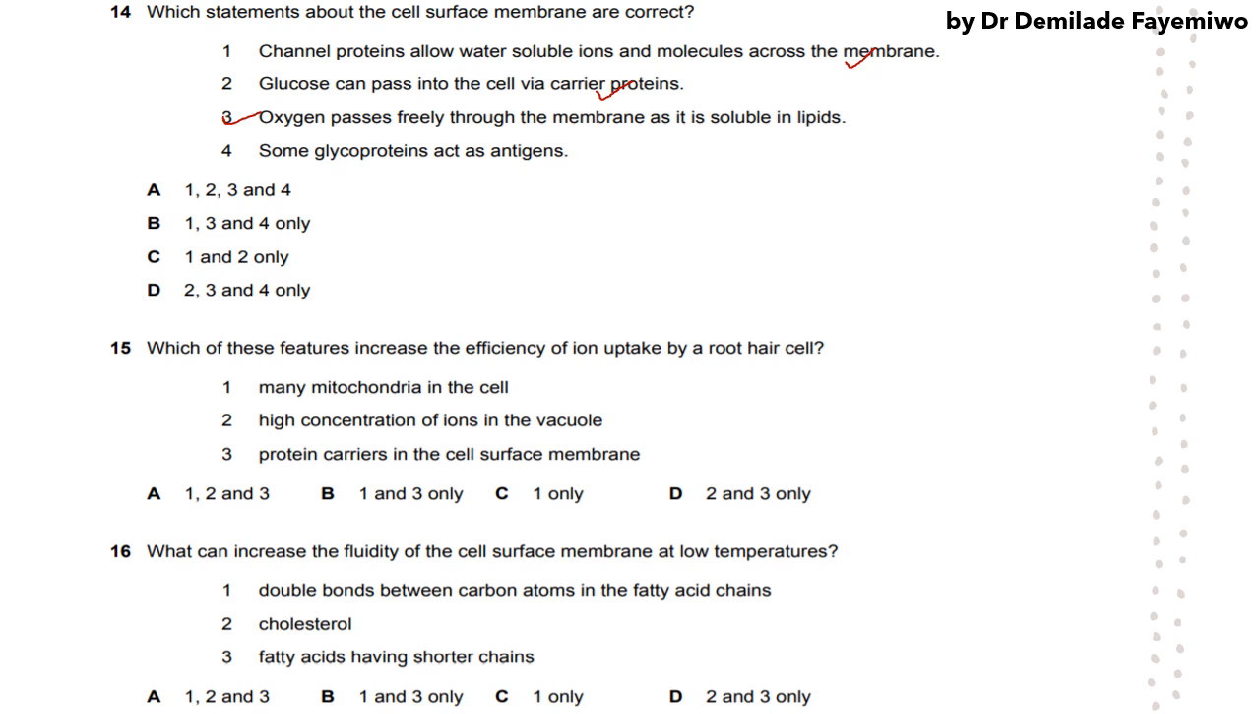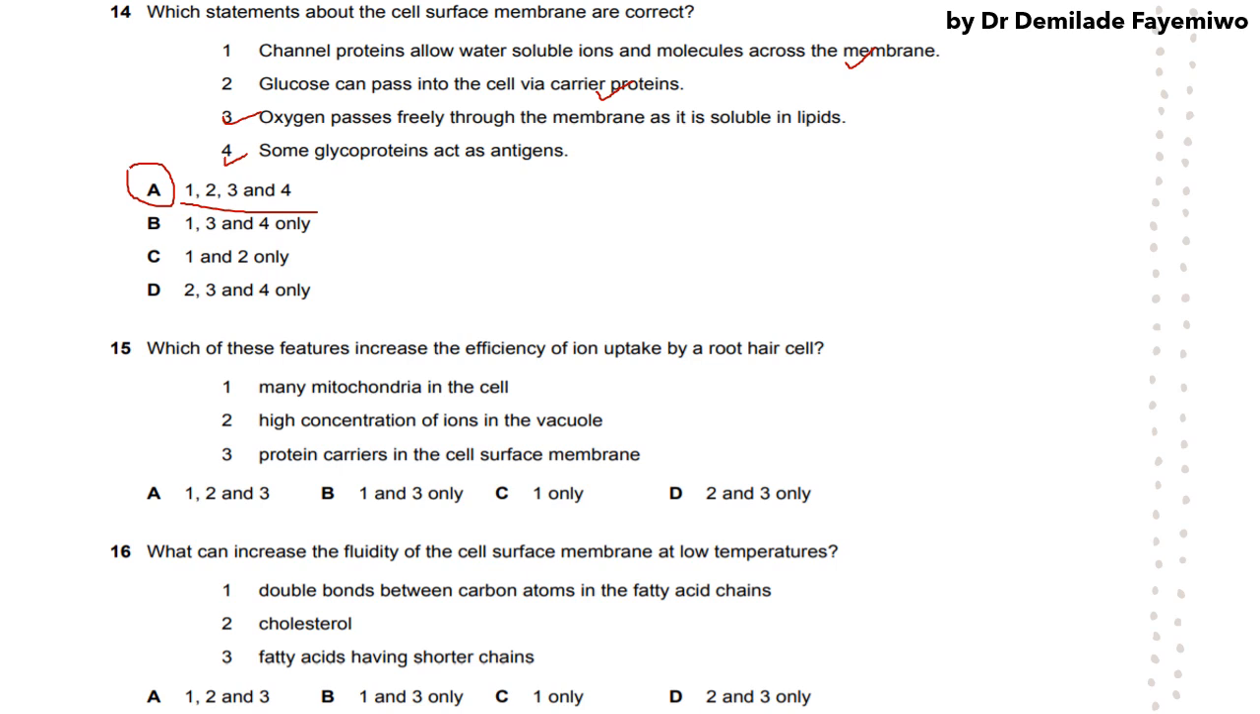4, some glycoproteins act as antigens. That is correct. This is a chapter 4 question. So it's just asking you about the functions of the different components of the cell membrane. Because all of them are correct, there's no reason for us to labor or agonize over the different options. Just look for where everything is correct. 1, 2, 3, and 4, you're done. That's A. Okay, I hope this is helpful as we're going along.